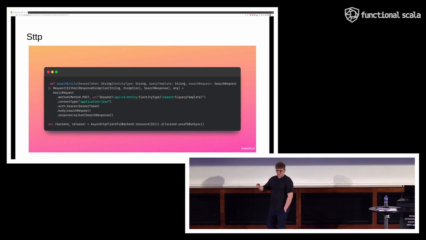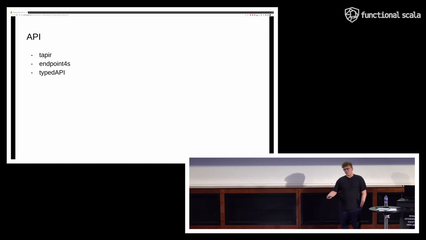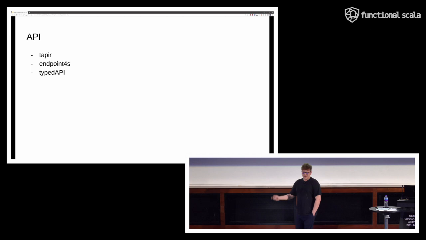Yeah, and very, very testable, which I like, and I think it's one of the main cases also that we use this at Flexis. Yeah, what about if you want to describe your API? There are like three solutions, again like Type API, Endpoint4s, and Tapir.